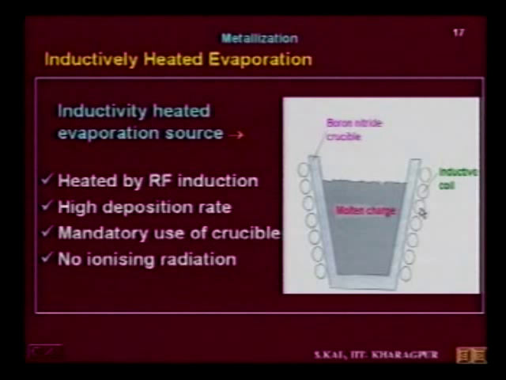And here the charge inside the crucible will be heated, and it forms a melt of the metal, and then it will evaporate. So here the deposition rate is high, because a considerably large amount of charge can be accommodated in the crucible, a large crucible. But here also there is no ionizing radiation, because it is not evaporated with energy bombardment, either ion or electron energy bombardment on the metal. So the possibility of ionizing radiation is less.